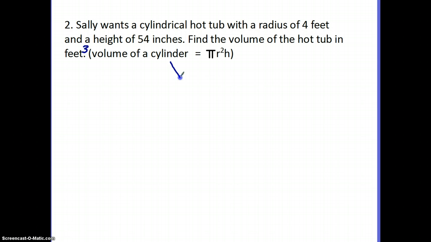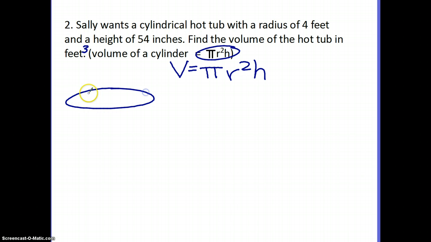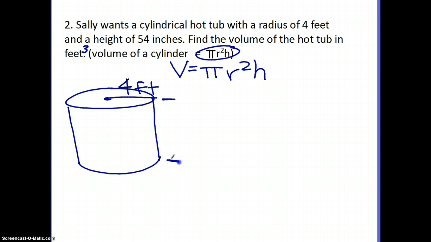The formula that we need for volume of a cylinder is pi r squared h, like it says here. And we know it's cylindrical, meaning it's a cylinder, looks like a can. It says the radius here is 4 feet, and the height is 54 inches. And we want everything in feet. So with the 4 feet, done. Don't need to do anything with that. But we do have to change the 54 inches.